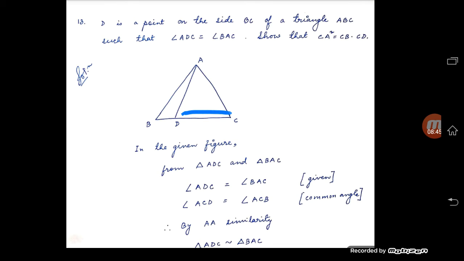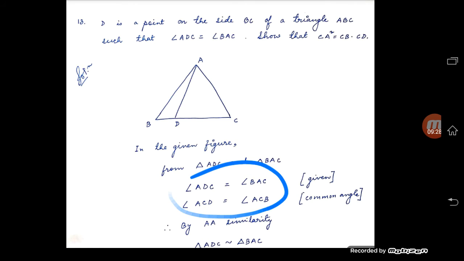So let us proceed to the solution. See, in this figure, there are two triangles. One triangle is ADC and another triangle is BAC. So we take those two triangles. In those two triangles, we have two conditions. One is the given condition, which is angle ADC is equal to angle BAC. Another angle which is equal is angle ACD and ACB. This angle is common for both the triangles. So we put this equation.